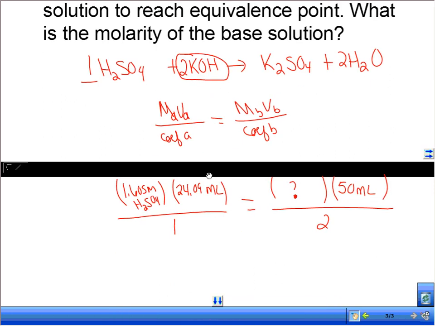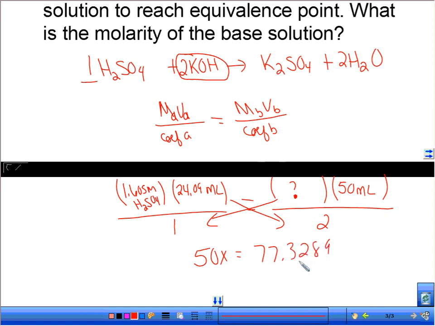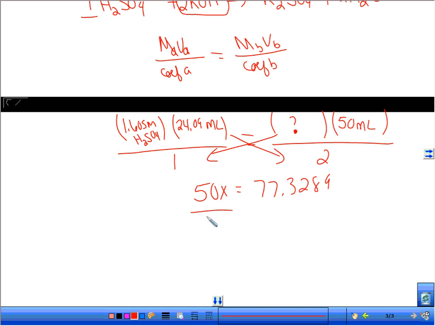And then basically now we're just solving. You can solve however you want. You could cross multiply and take 1.605 times 24.09 times 2 and get that number. And I think it's 77 something. I've forgotten what it was. 1.605 times 24.09 times 2 divided by 50. Alright, so basically this is x, so you get 50x equals 77.3289, and again, however you want to do your algebra is fine.